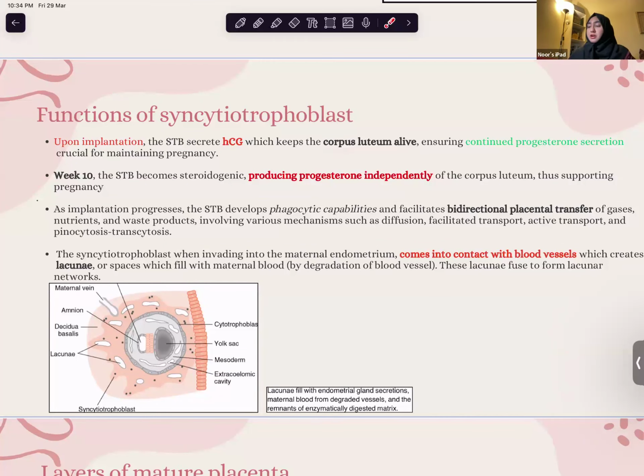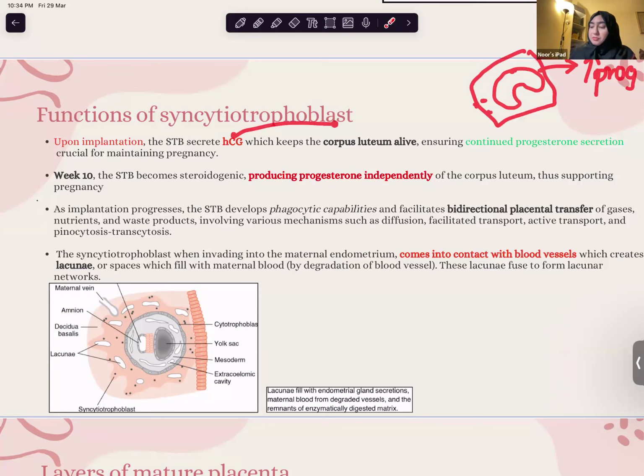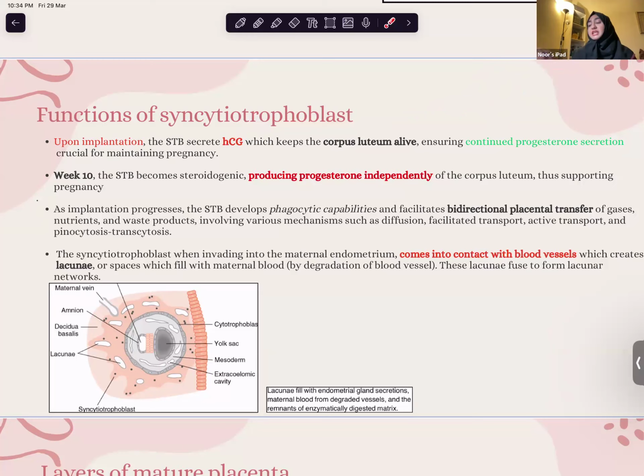Okay, you remember a few slides ago I told you that the corpus luteum is a structure that is left over after ovulation, and the corpus luteum is involved in producing high levels of progesterone. So what basically keeps the corpus luteum alive is human chorionic gonadotropin. So HCG keeps the corpus luteum alive, ensuring continued progesterone secretion, crucial for maintaining pregnancy.